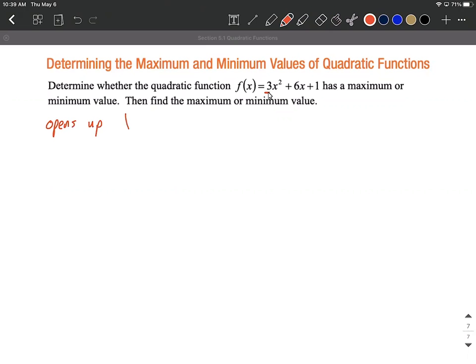So a rough sketch of what this is going to look like as a parabola is it's going to look like this. And this bottommost point, that's where our vertex is at. Because it opens up, it's going to have a very lowest point, so it's going to have a minimum.